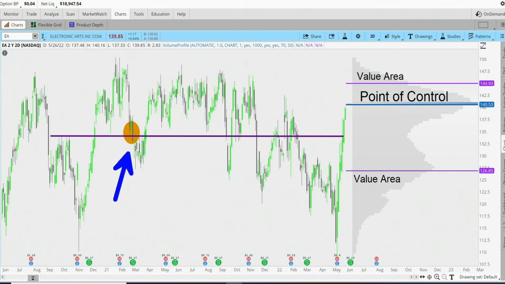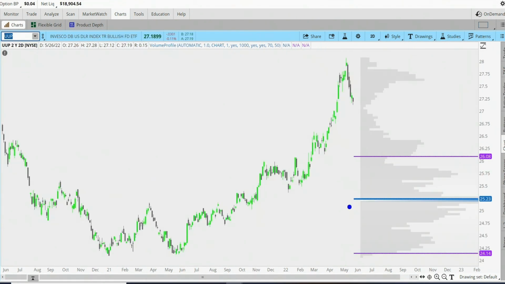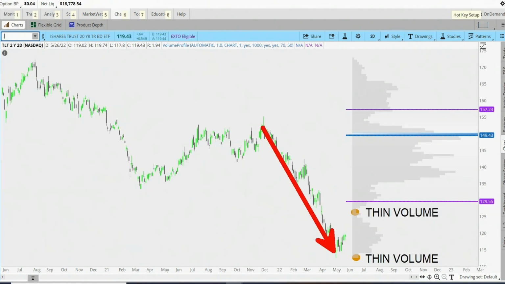Instead of marking a chart, support and resistance, where you're getting in, it's better to do it by the point of control for support and resistance. When you see charts like this and the point of control is low and the price is much higher, that means traders are happy. They're making money, not ready to sell. Same is true with undervalued stocks.